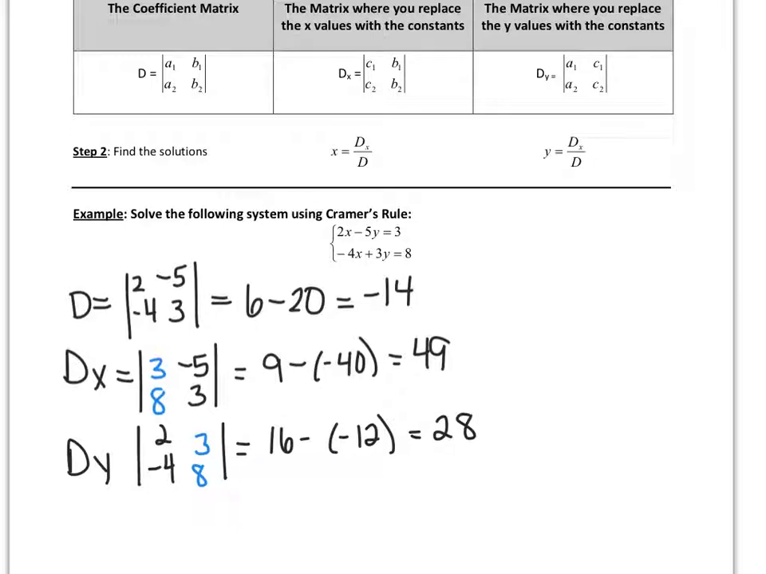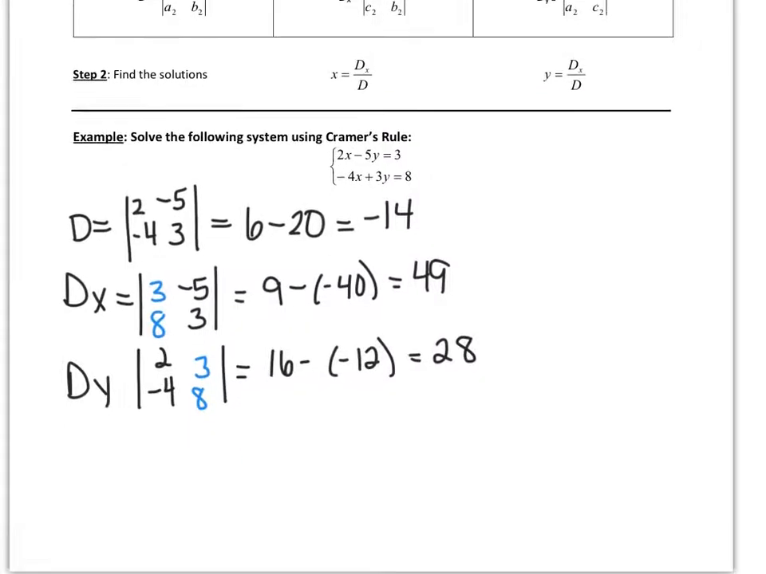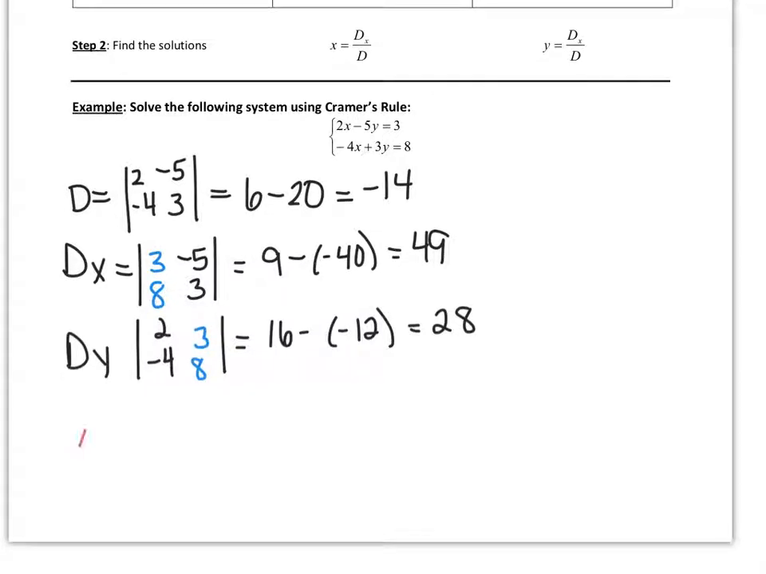So if I want the x value, all I'm going to do is find d of x over d. The x value is the determinant d of x over the determinant d. So d of x is 49 over d, which is negative 14. And the answer is negative 3.5.